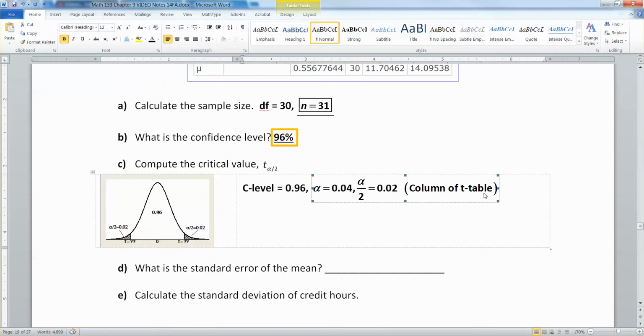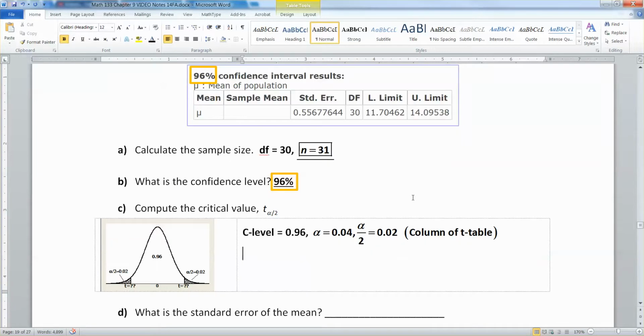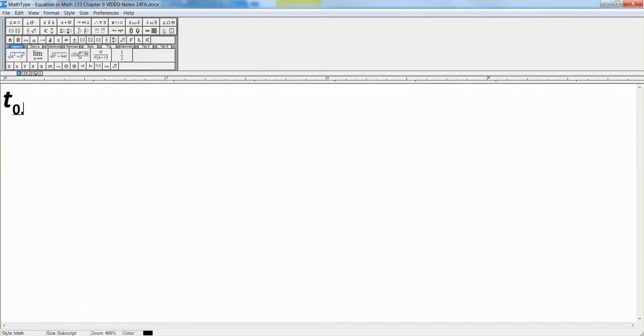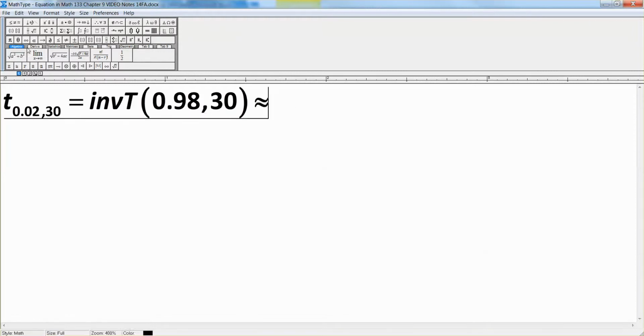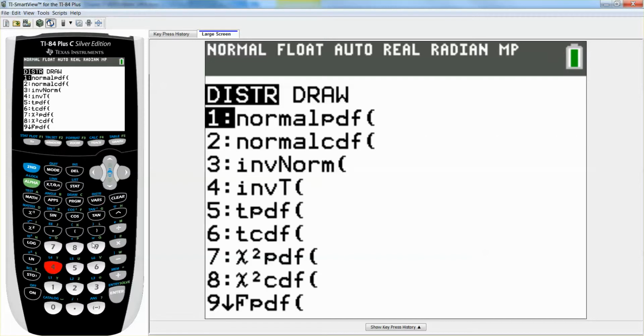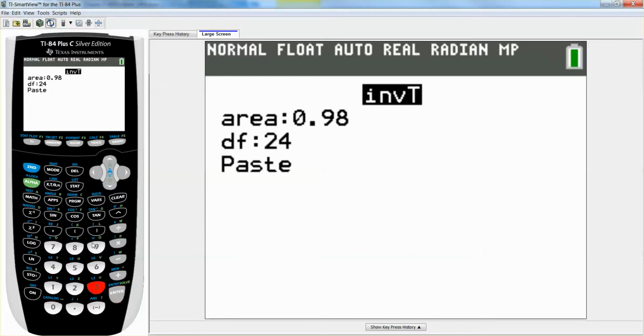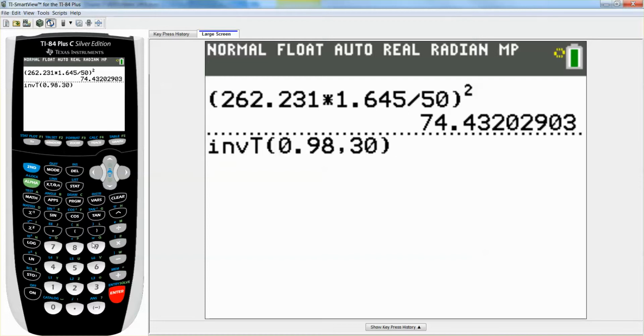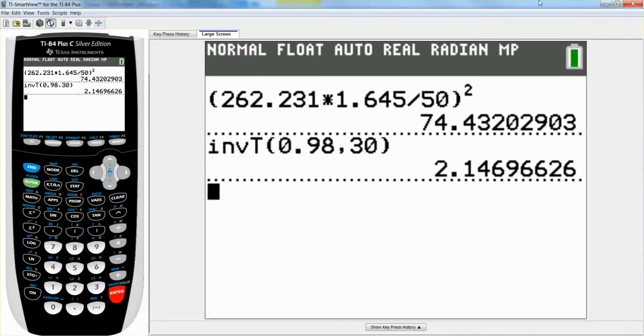Okay. All right, then my degrees of freedom, remember, is 30. So I'm looking for t 0.02 comma 30. That would be inverse t 0.98 comma 30, or you could use the t-table, either way. So let me grab the calculator. So second distribution, number 4, 0.98, 30. Go down, paste, and press enter. And I get 2.147.